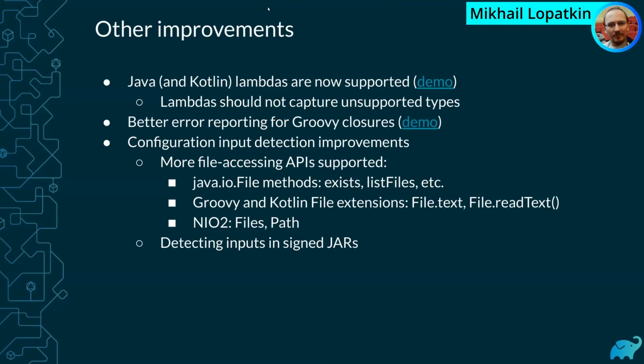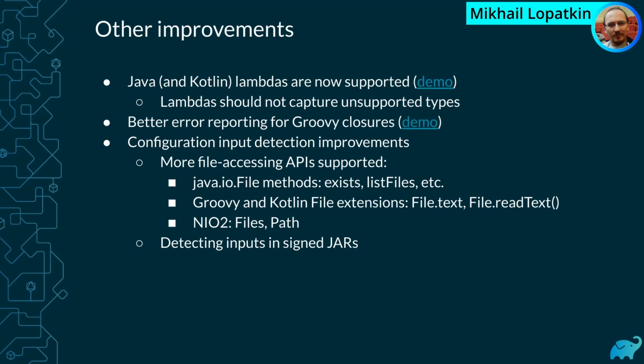In 8.1, we also shipped several improvements in what Java, Kotlin, and Groovy APIs are recognized as sources of build configuration inputs. We added more file accessing APIs, like methods of the Java IO File class, like exists and listFiles. So if you check at configuration time if the file exists on disk and make some decision based on this, for example, you configure the task differently, before 8.1 this was not recognized. Creating the file would not invalidate the configuration cache, now it does.